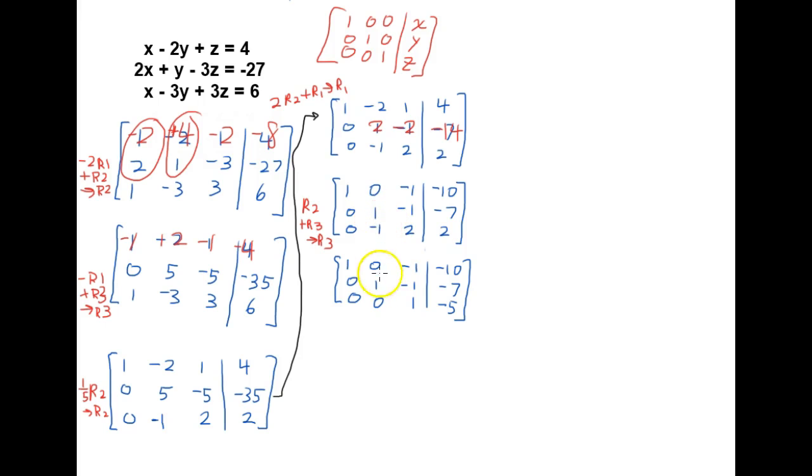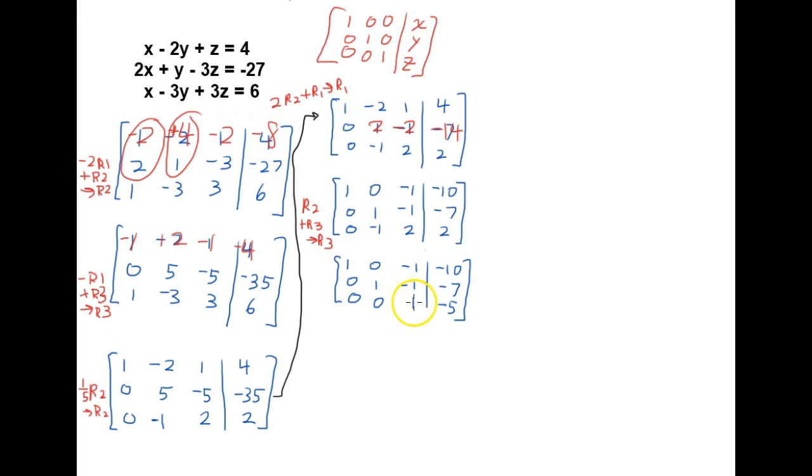So 1 plus negative 1 is 0, negative 1 plus 2 is positive 1, and negative 7 plus 2 is negative 5. I should note here that we have a glimmer of a solution. We have 1 times z. Remember how these were just coefficients of the letters? So 1 times z equals negative 5. So z equals negative 5. Our solution to z is negative 5. But let's keep going here.